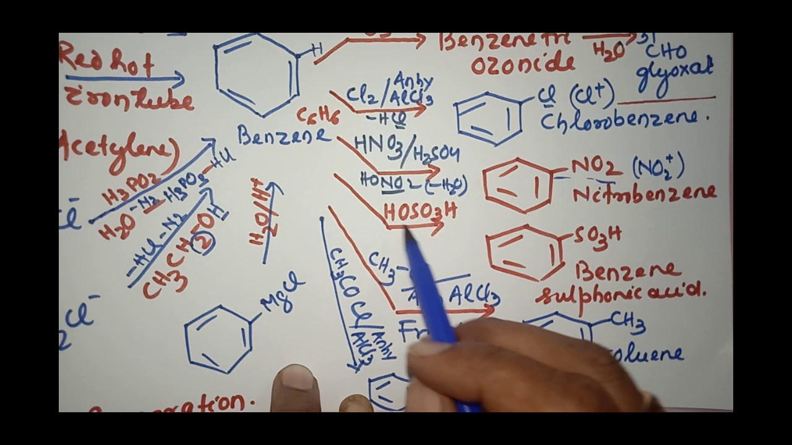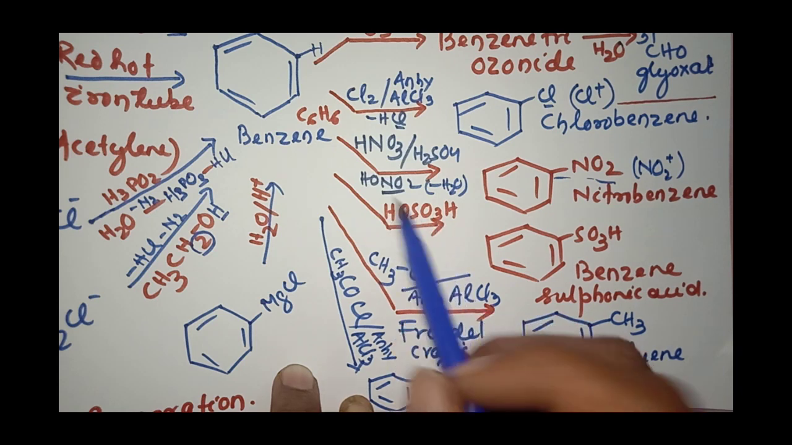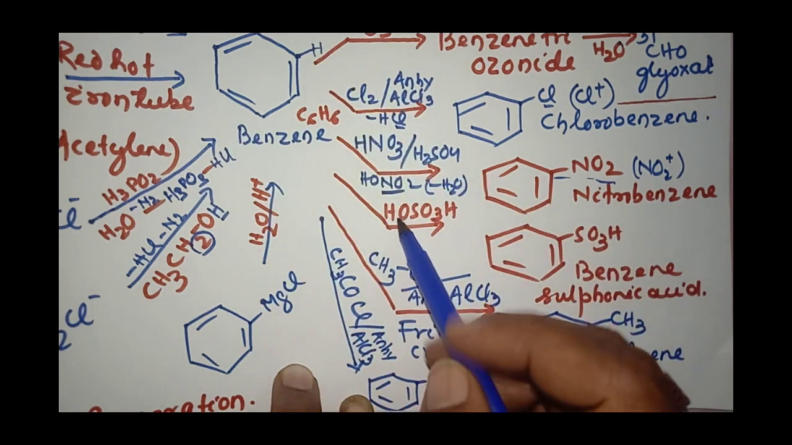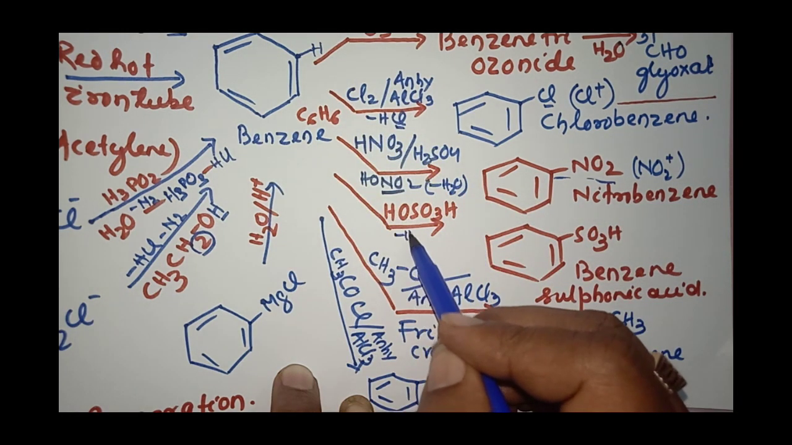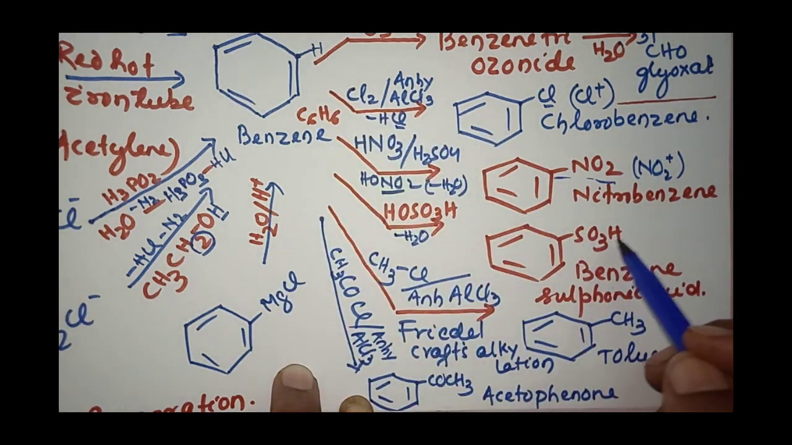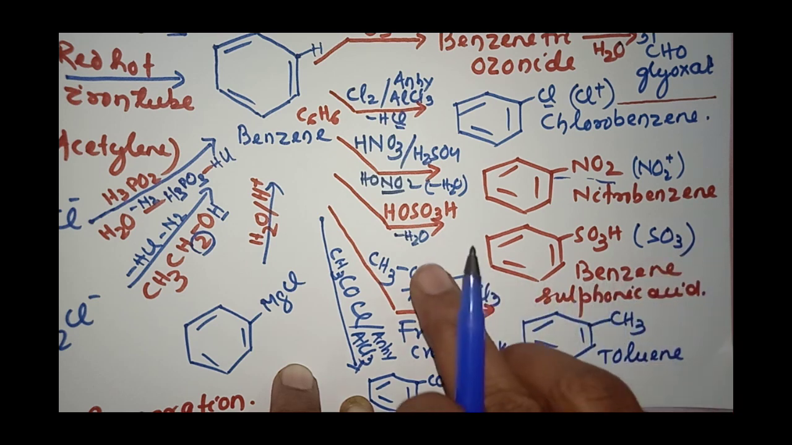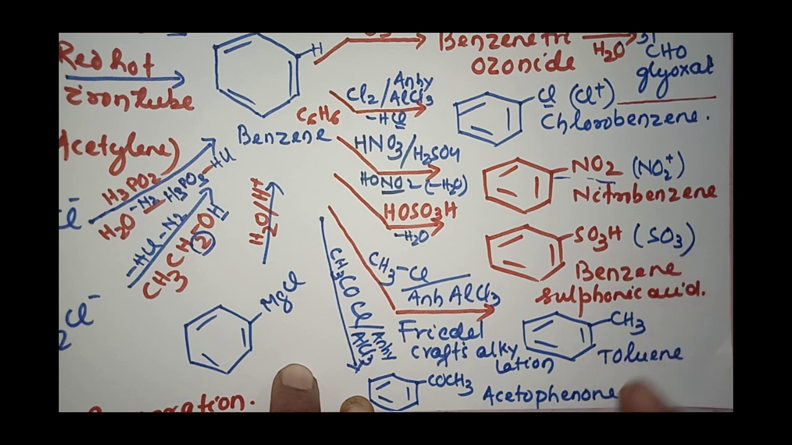When benzene is treated with sulfuric acid, H2SO4, I have written as HOSO3H, this H and this OH are removed as water, and SO3H group is connected over here. This is benzene sulfonic acid. For your information, electrophile is SO3. There is no charge over here. The electrophile in sulfonation is SO3.